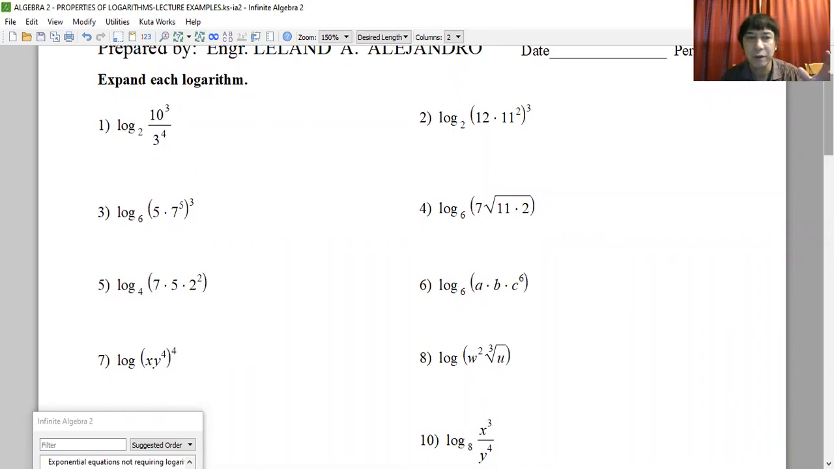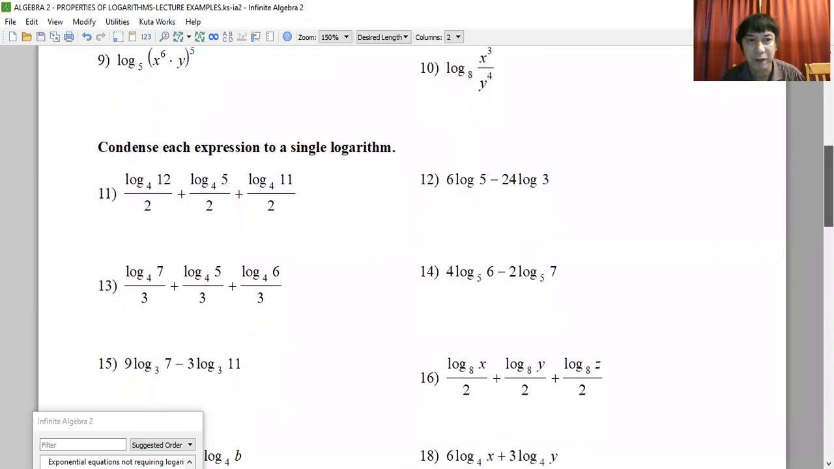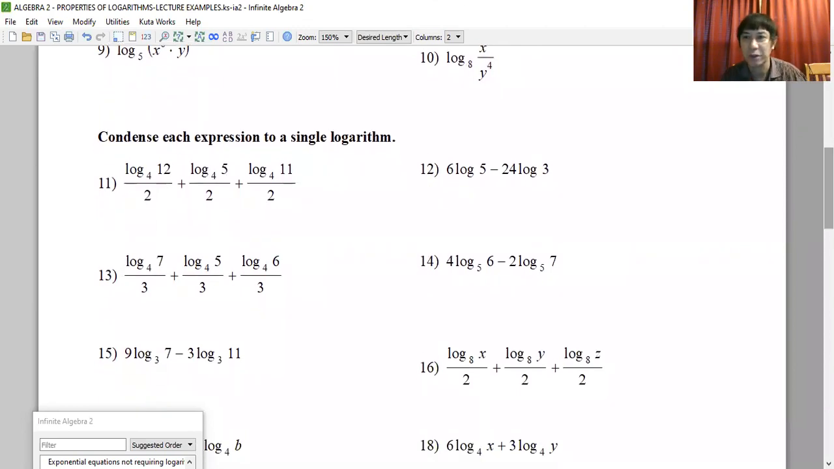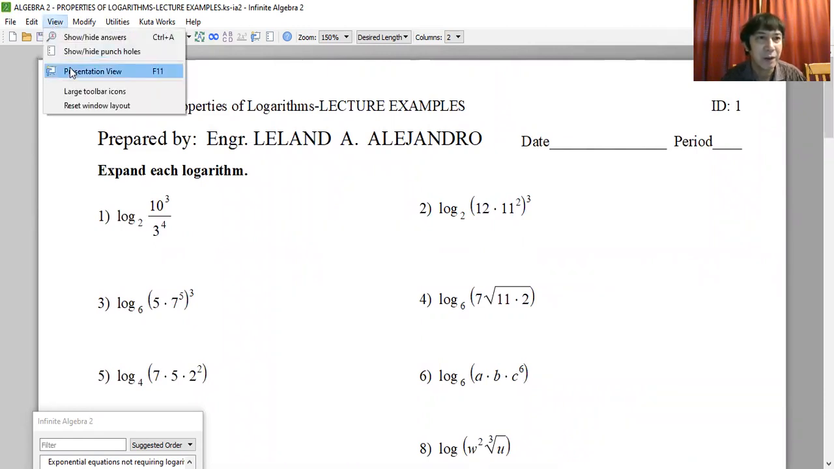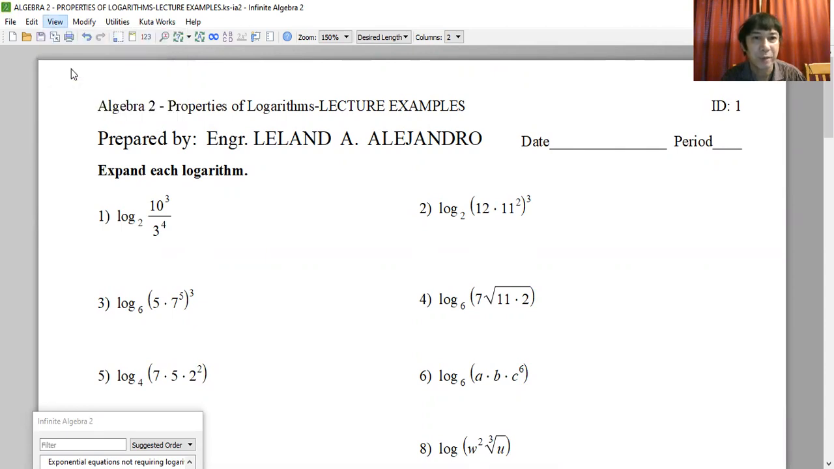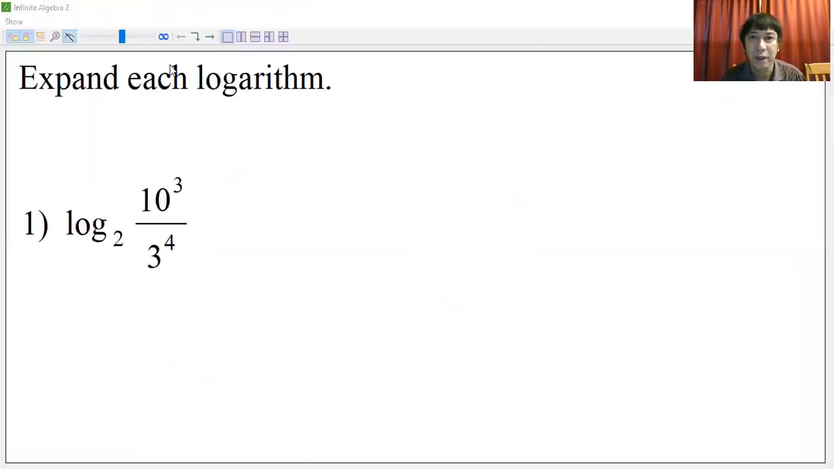Coming from one logarithm expression, you're going to expand it for a particular problem. And then the second part is the reverse of that, the condense. Okay, from separate terms or logarithms, you're going to compress it into one single equivalent logarithm. And we're going to learn this in detail. All right, so let us have the presentation view, one problem per screen.